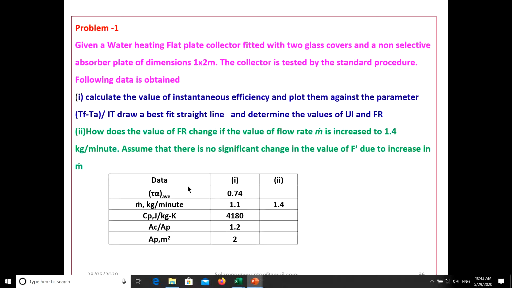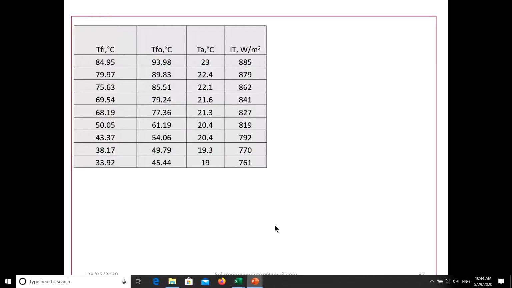An additional data given is tau alpha, average transmittance absorptance product, average value 0.74 in the first case. Mass flow rate in the first case is 1.1 kg per minute. Cp is 4180. The ratio of collector area by absorber area is given as 1.2, and absorber area is 2 meters square, which is given. Now this is the data of collector fluid inlet temperature, outlet temperature, TA and IT is given.